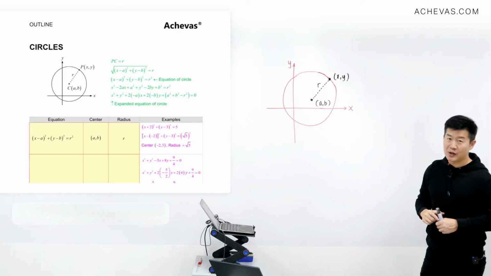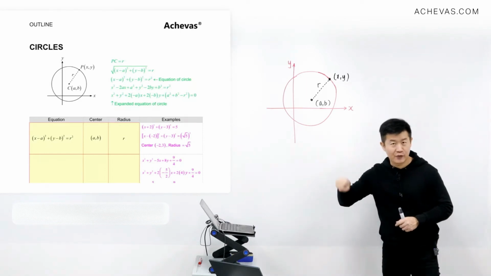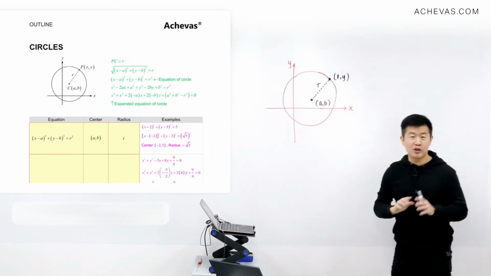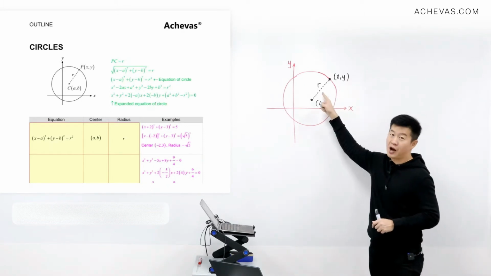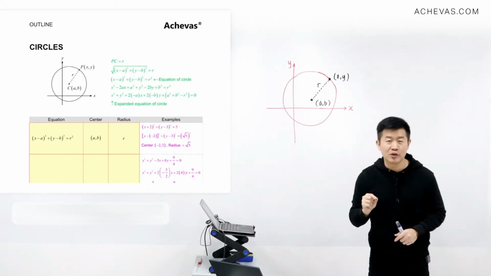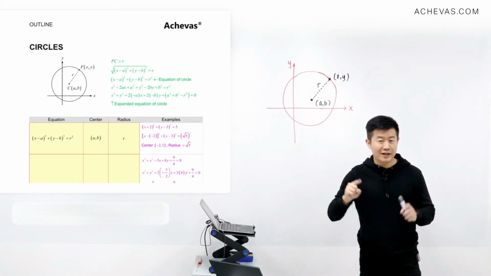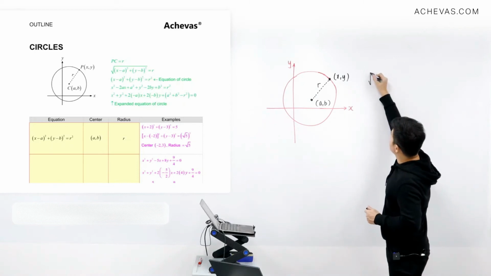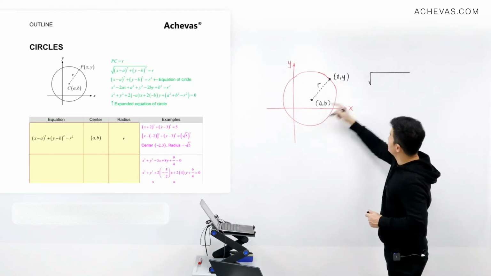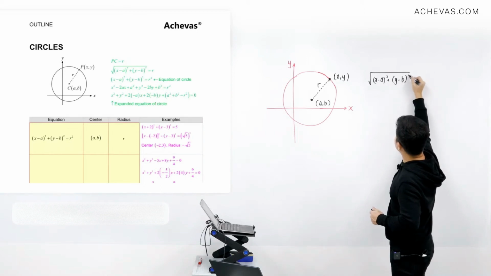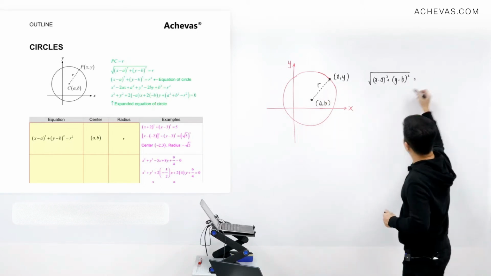So this point (x, y) will always be lying on the circumference of the circle, which means that the distance between this point and the center of the circle is always fixed at a value of r, the radius of the circle. In the chapter on coordinate geometry, we have learned a formula that gives us the distance between two points. That is this formula here. It is the square root of (x minus a) squared plus (y minus b) squared, and this is of a fixed value of r.